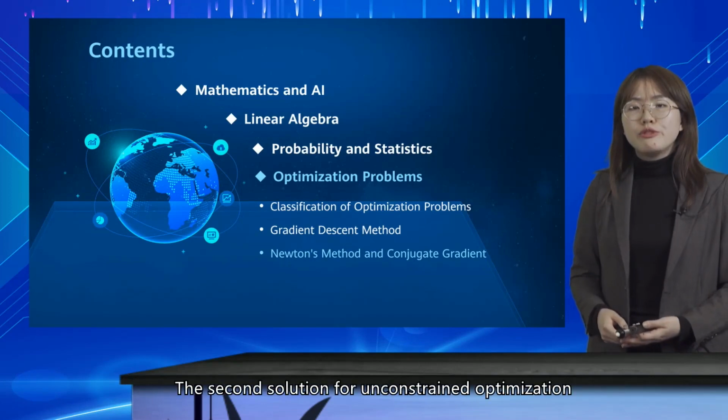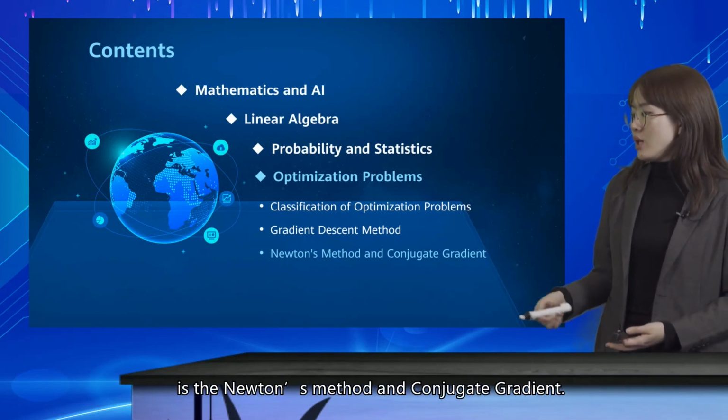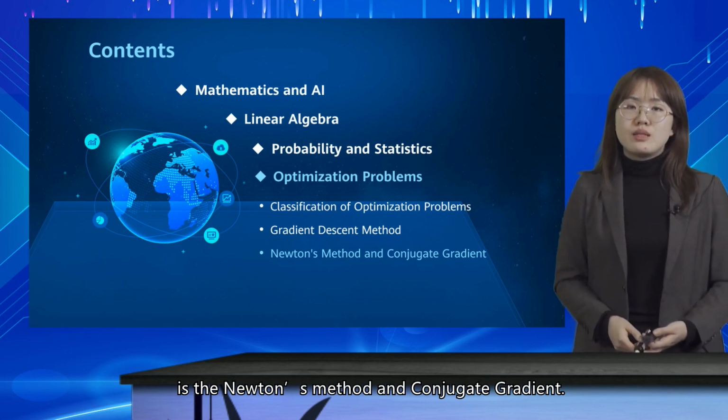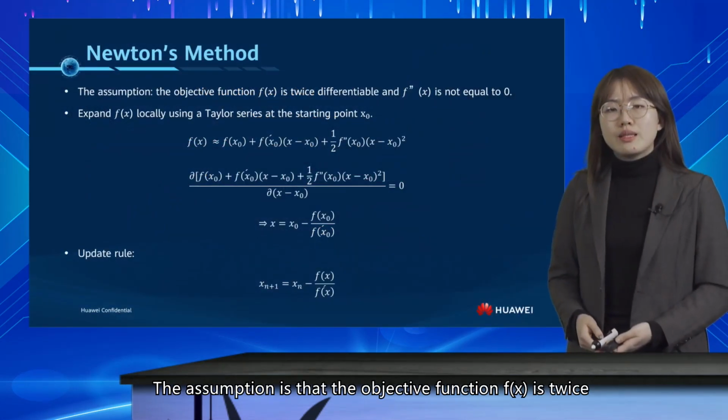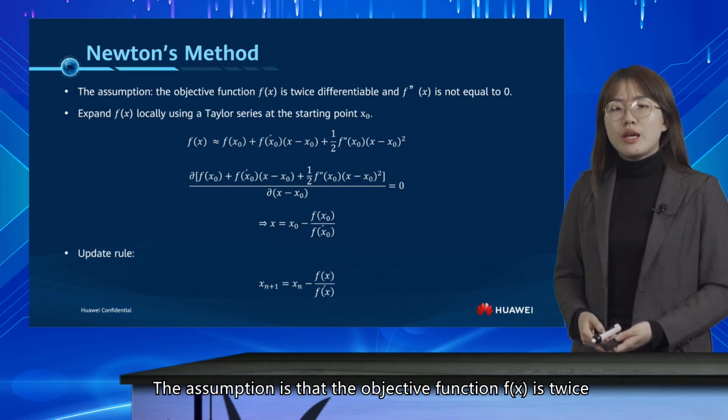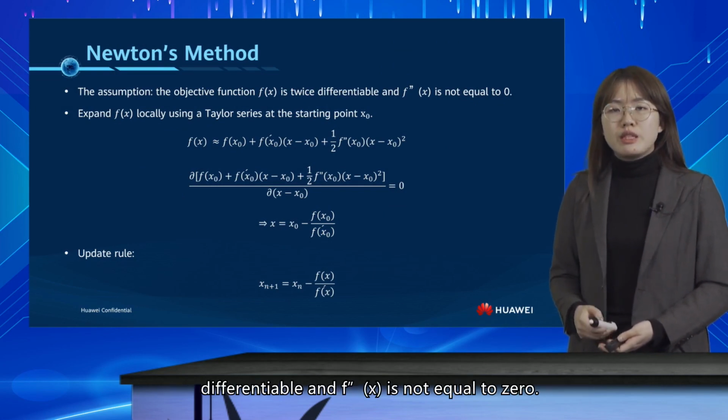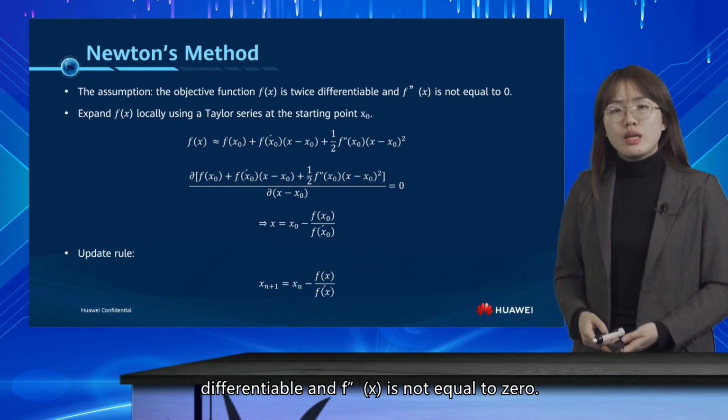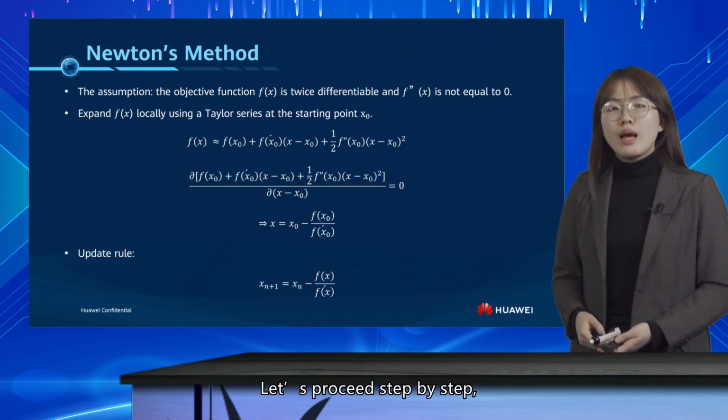The second solution for unconstrained optimization is Newton's method and conjugate gradient. The assumption is that the objective function f(x) is twice differentiable and the second order is not equal to 0. Let's proceed step by step.